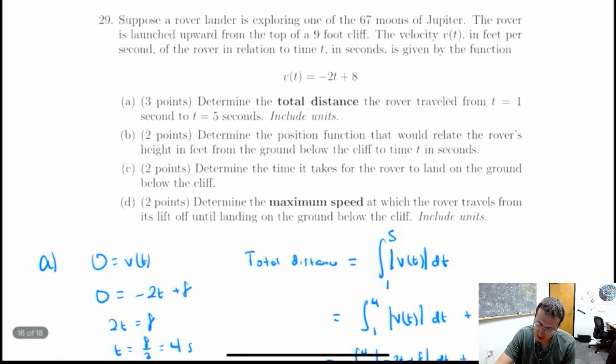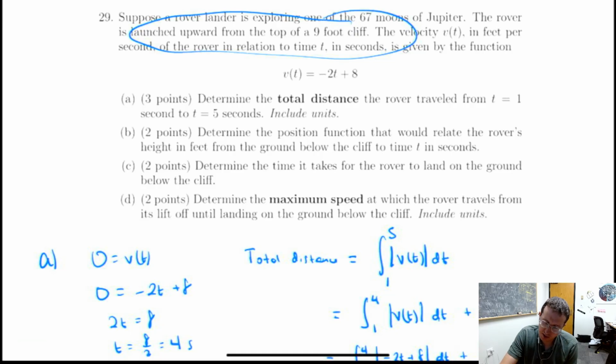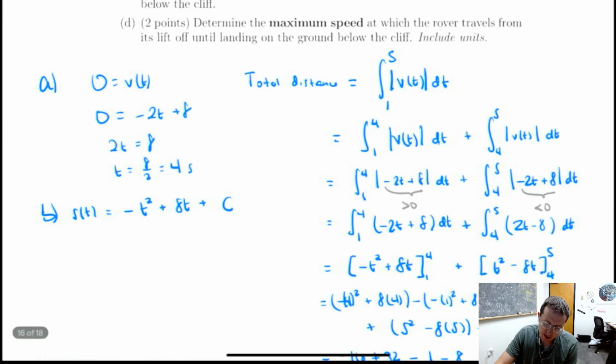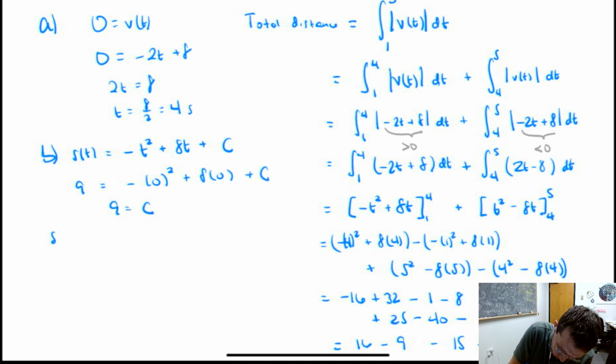How do I find that constant? It's because I know that at time 0, the position is 9. So the constant is 9. The position equation is minus t squared plus 8t plus 9.